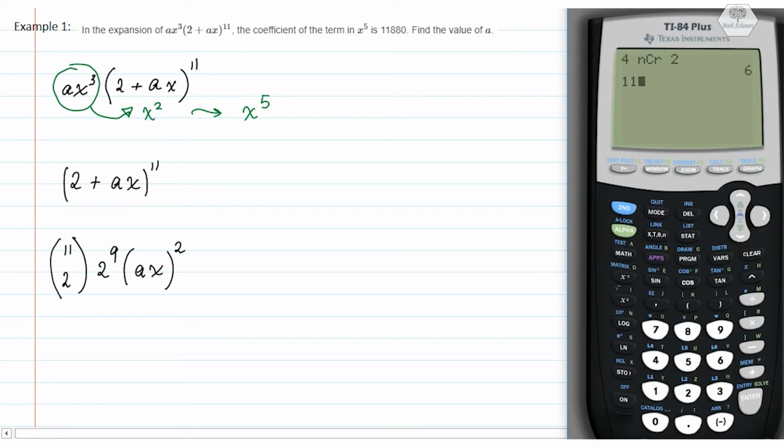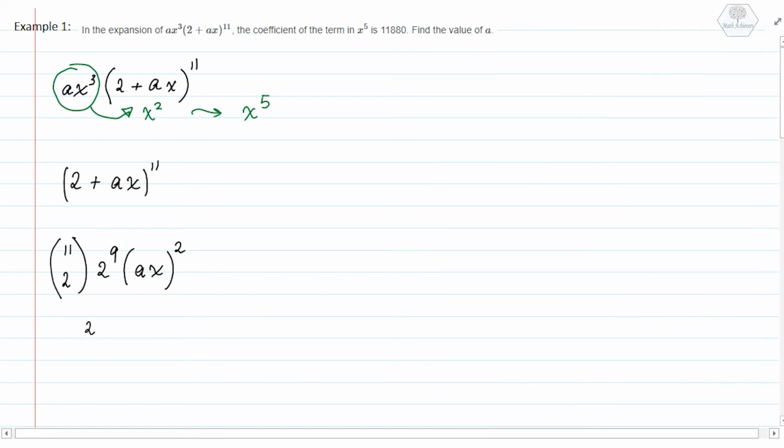Now 11, I go math, PRB, then I go choice 3, which is nCr. 11 nCr 2 is 55. I need to multiply it by 2 to the power of 9. This is 2 to the power of 9. I'm having 28,160. So this value is 28,160 times a squared x squared.